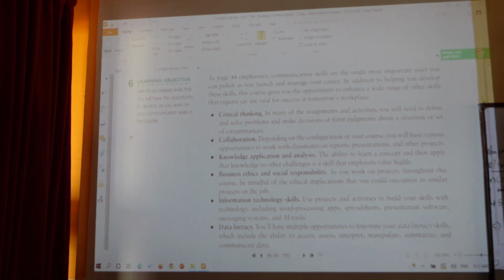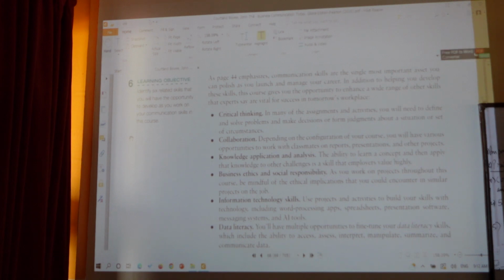Collaboration. Depending on the configuration of your courses, you will have various opportunities to work with classmates on reports, presentations, and other projects. Do you see, in this class, your business communication teacher is collaborating. Look, I didn't teach the whole lesson myself. I made you come and present, right? Collaboration is when you work with other people, right?